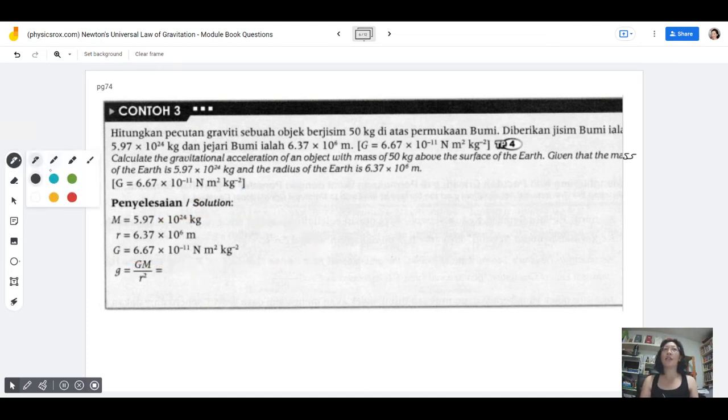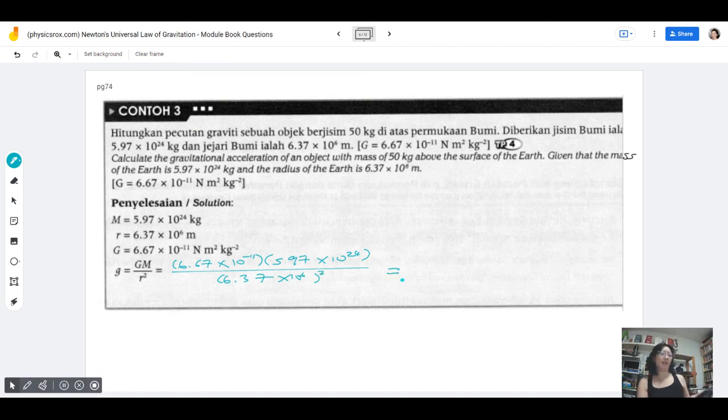To solve this question, it's just a matter of substitution. So we're just going to put in the values here, 6.67 times 10 to the power negative 11. Mass of the Earth, which is 5.97 times 10 to the power of 24. And R is 6.37 times 10 to the power of 6 squared. So I'm going to put the answer on this side, all right? So again, calculating it out, 6.67 negative 11, 5.97 times 10 to the power of 24, and we're going to square the value of R.